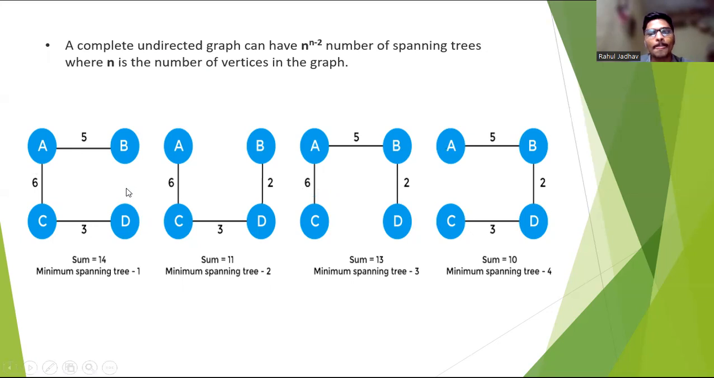A spanning tree is maximally acyclic. So adding one edge to the tree creates a loop. If I add the B to D edge, then it will create a loop. Then it will not be considered a spanning tree. The spanning tree has n minus 1 edges.